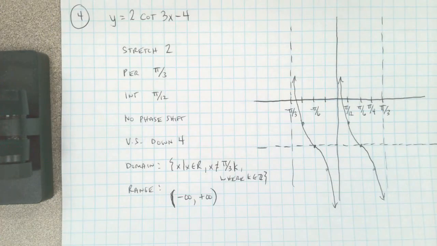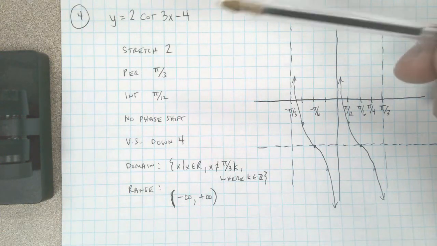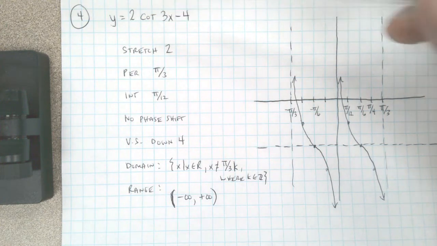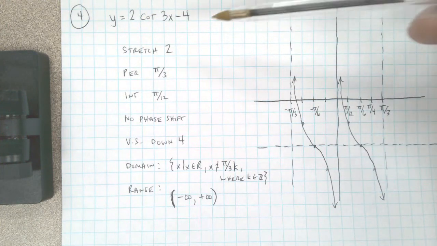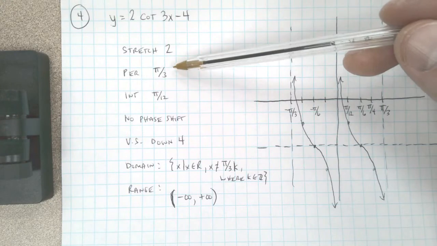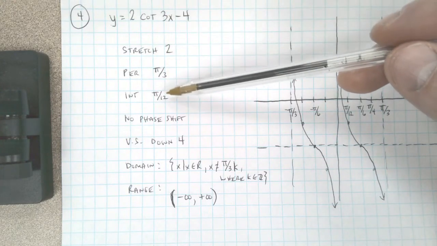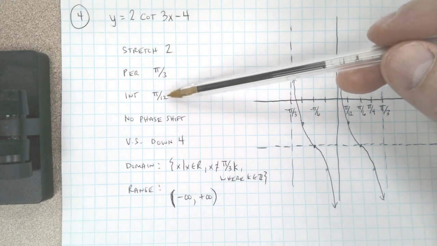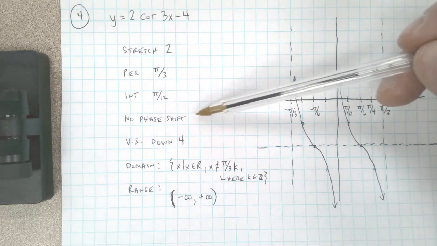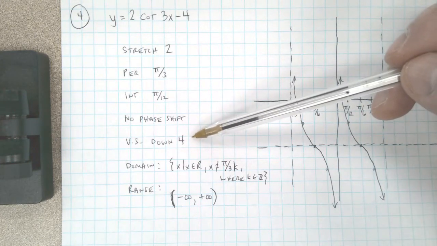Okay, let's look at number 4. Number 4 is y equals 2 cotangent 3x minus 4. On this one, the stretch is 2. This is, again, a cotangent curve, so it's a disco left. The period is going to be pi over b, which is pi thirds. The interval is pi twelfths. No phase shift. The vertical shift, we're shifting it down 4.